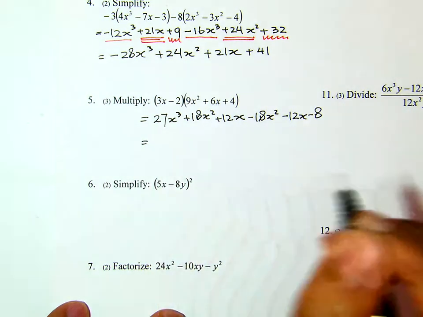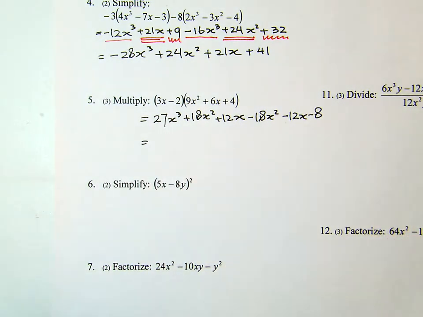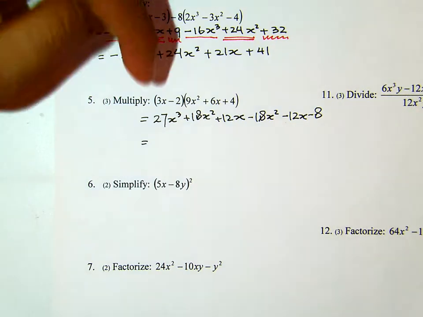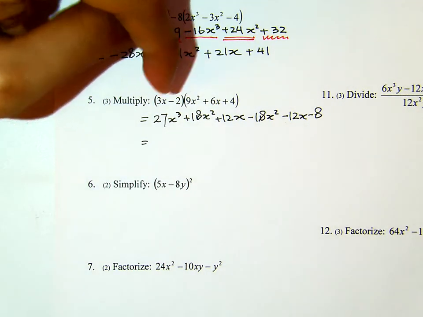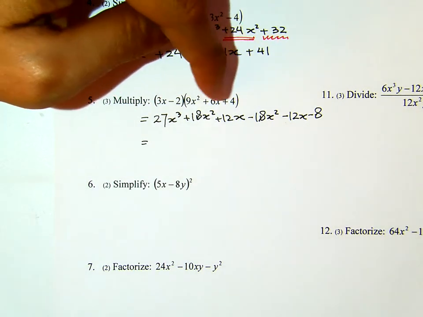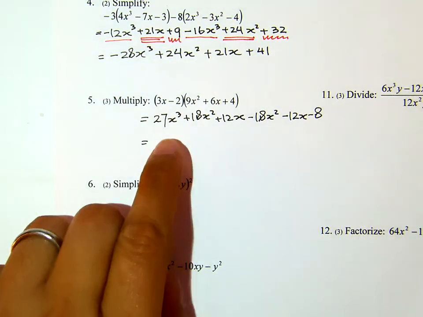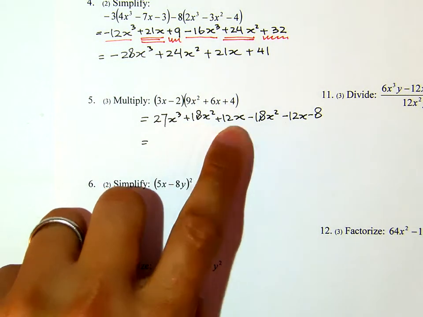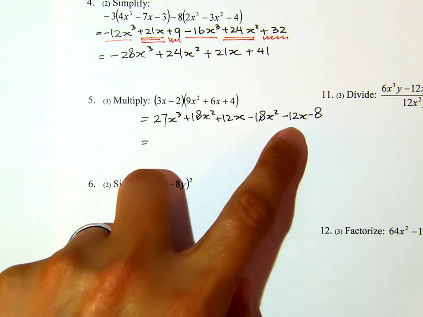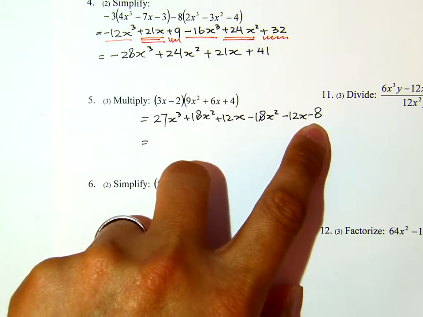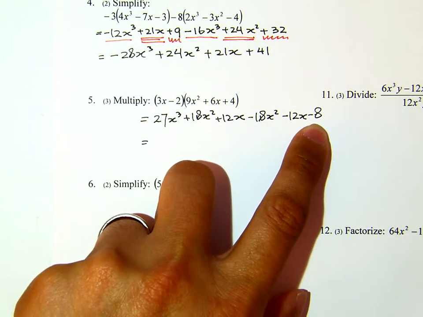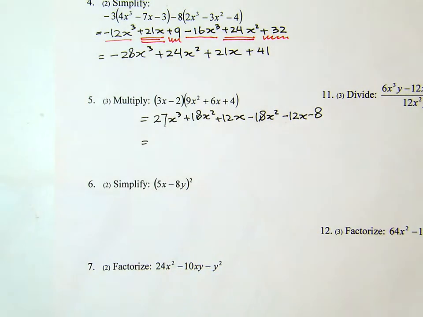What I will do next is, before I go on, I think you really want to check how many terms we have. We have 2 terms here multiplied by 3 terms there. In total we should have 6 terms. 1, 2, 3, 4, 5, 6. Okay, and then from there you combine like terms again.